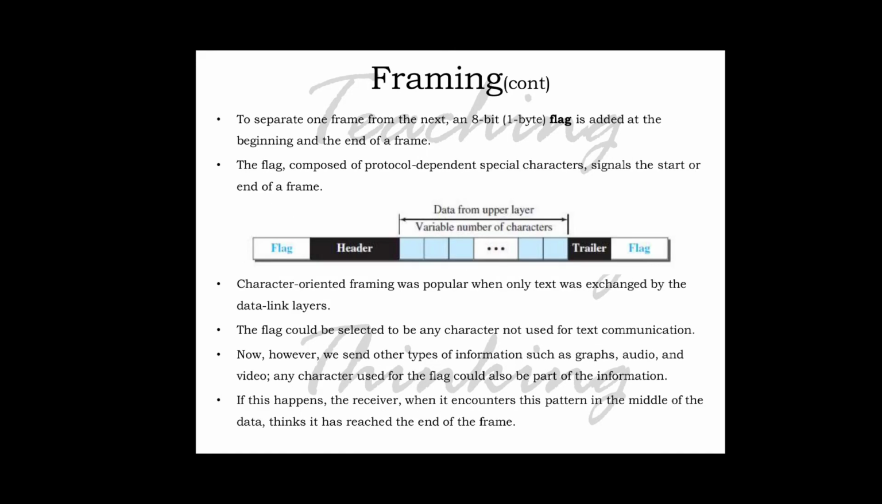Character oriented framing was popular when text was exchanged by the data link layer, and the flag could be selected to be any character that is not used for text communication. The main thing is that the flag cannot be in the data that we are sending from source to destination. This will make an issue if the data has the same pattern as the flag, which we are discussing next. If the data has the same pattern as the flag, then the receiver, on encountering that pattern in the middle of the data, thinks it is the end of the frame. So this will make an issue.